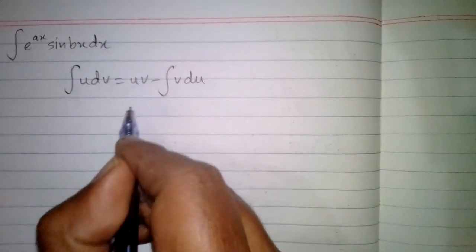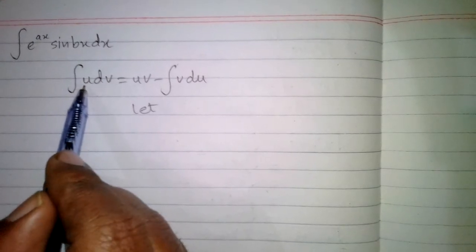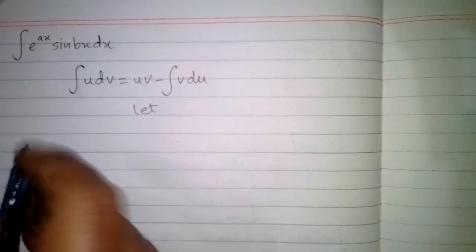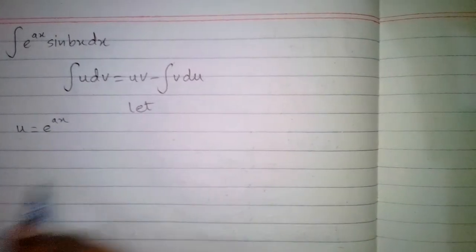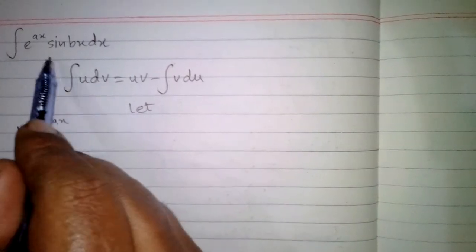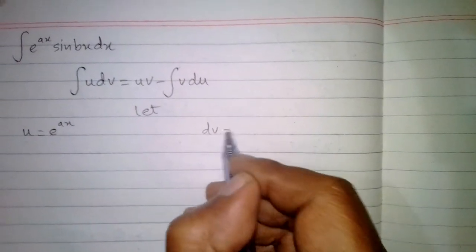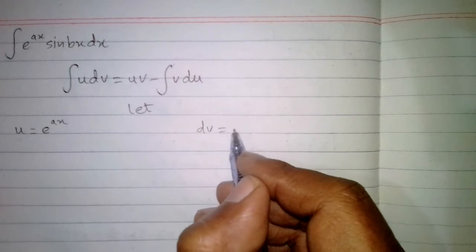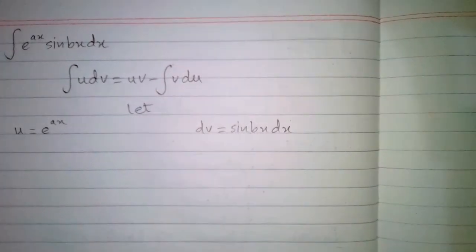Now we have to suppose what is u and what is dv in this integral. So we can suppose that u is equal to e to the power ax and dv is equal to sine bx dx.